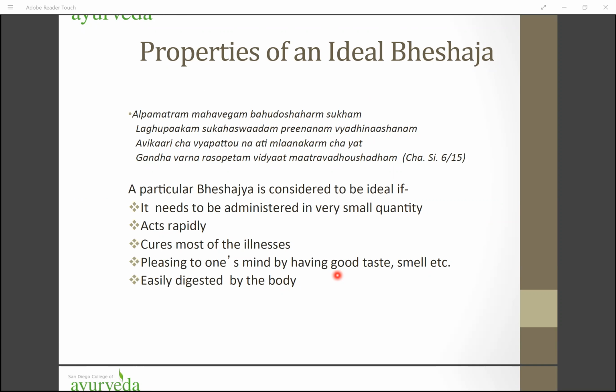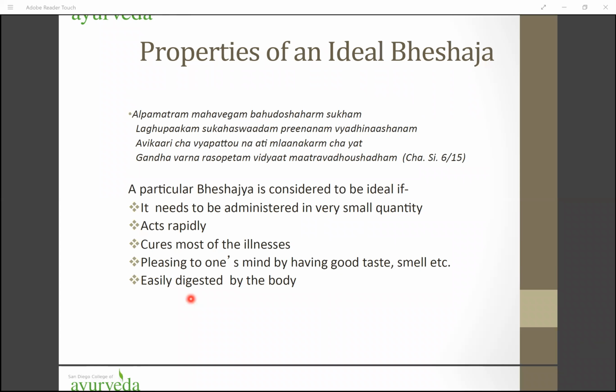And then finally, it should be something that is easily digested by the body, because the medicine has to start acting fast. So the medicine should be digested easily by the body, and it should start acting as soon as it is digested. You can't have a medicine and wait forever for the action to start. So the medicine should start working as soon as it is digested by the body.